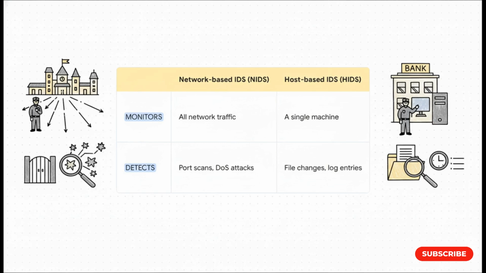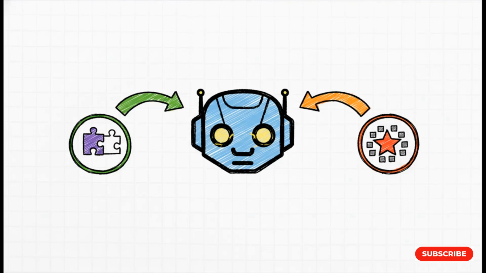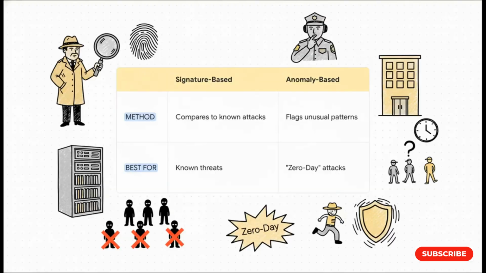So one gives you a wide view, the other gives you a deep view. And yeah, you often use them both together. And on top of where it's looking, it uses 2 main techniques to actually identify threats. This is where it gets really smart. Okay, check out these 2 different approaches.